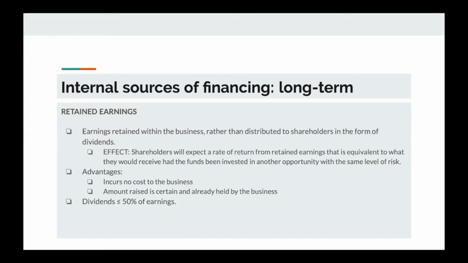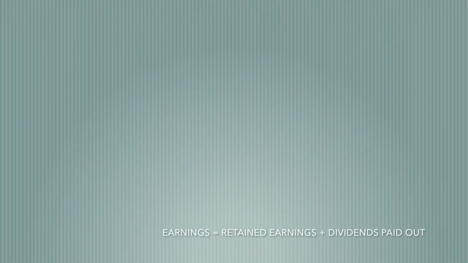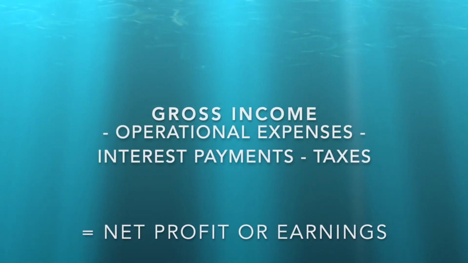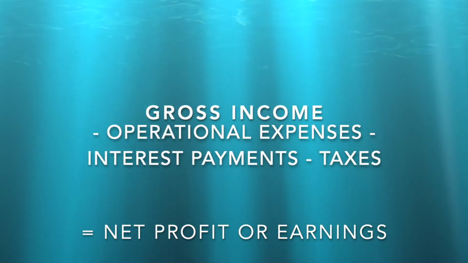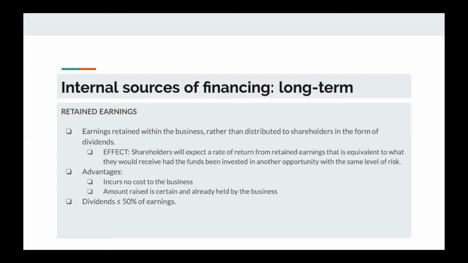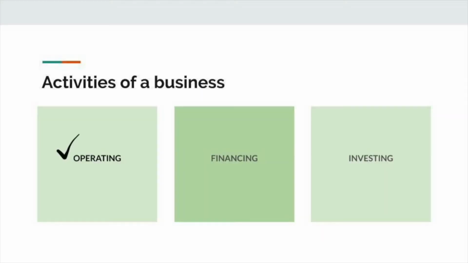So what are retained earnings? Retained earnings are earnings retained within the business, rather than distributed to shareholders in the form of dividends. When you remove all payments to your suppliers, your lenders, and the government, what you have is earnings, or net profit. For the net profit, the owner of the company or its board of directors will decide how much will be kept by the company and how much will be given back to its investors. The portion given back to investors is called dividends, and the portion retained within the business is called retained earnings.